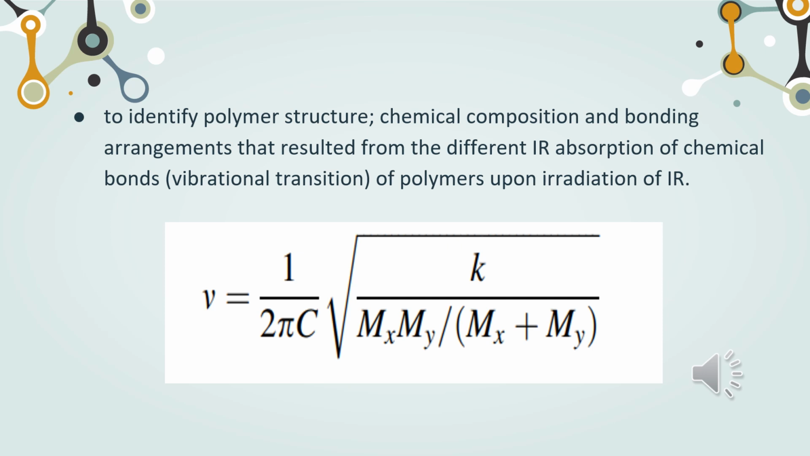Infrared spectroscopy is used to identify polymer structure such as chemical composition and bonding arrangements that result from the different IR absorption of chemical bonds, such as the vibrational transition of polymers upon irradiation of IR. The vibrational transition can be expressed by the equation below, where V is the stretching frequency and the unit is per cm, C is the velocity of light, mx and my are the masses of the two atoms involved in the stretching, and k is the force constant.